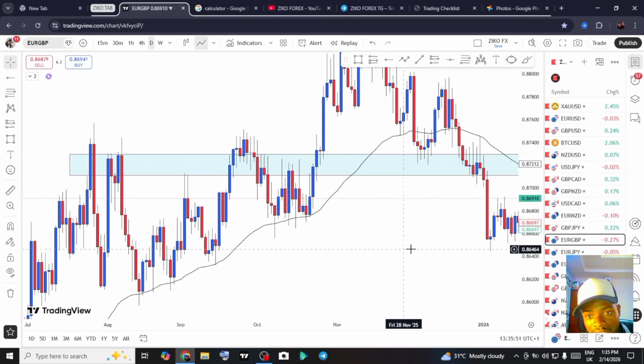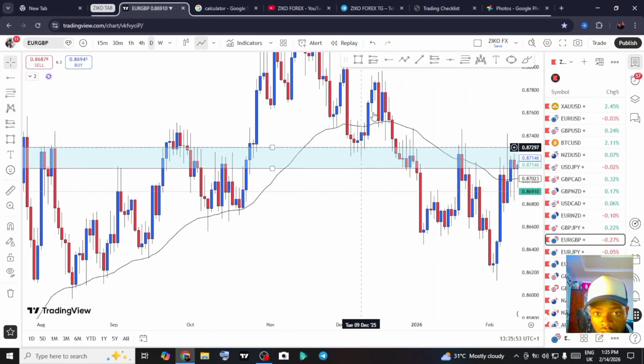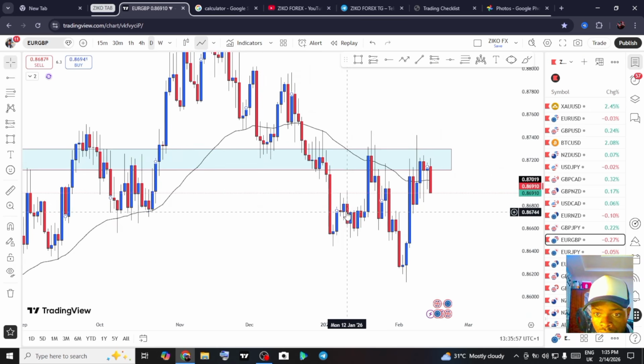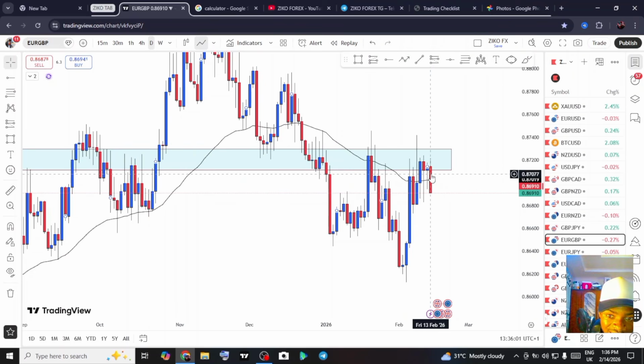Same thing around this level. When it was above, it rejected up to the upside. When it was below, rejected down. And now it seems like it's reacting from that same area right now, right?